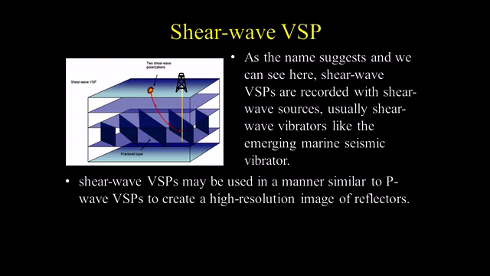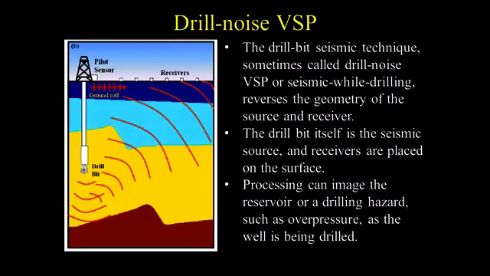Let's now discuss our eighth and last borehole acquisition geometry, that is, Drill Noise VSP. The drill bit seismic technique, sometimes called Drill Noise VSP or seismic while drilling, reverses the geometry of the source and receiver. The drill bit itself is the seismic source, and receivers are placed on the surface. The processing of the drill bit data can help us to image the reservoir or a drilling hazard, such as overpressure, as the well is being drilled.